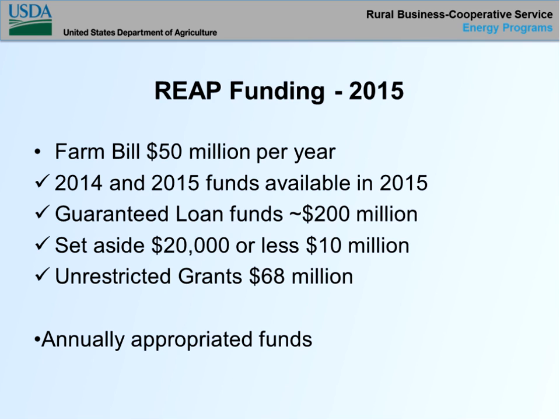In the grant side, we have a set aside for $20,000 or less. The Farm Bill actually wants to make sure that smaller projects don't get crowded out by large projects. So they have set aside so much money each year that's restricted to those $20,000 or less projects. And then we have the rest of the grant funds that are unrestricted. And then we have guaranteed loan and grant combinations. So projects that want to use guaranteed loans, but they also maybe want to compete for grants, have an option of providing a combination application.